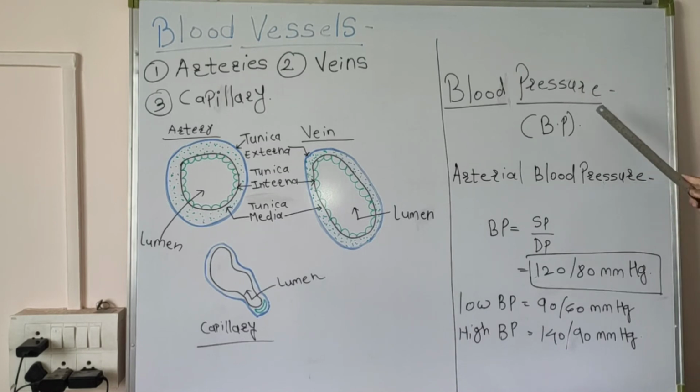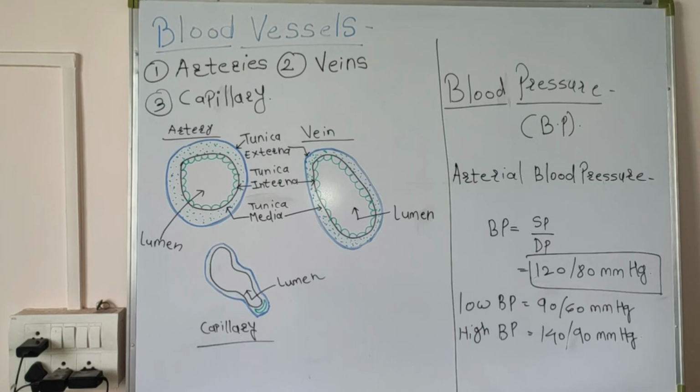Blood pressure is also called BP. So what is blood pressure? The pressure exerted by the wall of blood vessels is called blood pressure. And this blood pressure is measured by the sphygmomanometer. When the pressure is exerted by the wall of an artery, it is called arterial blood pressure.